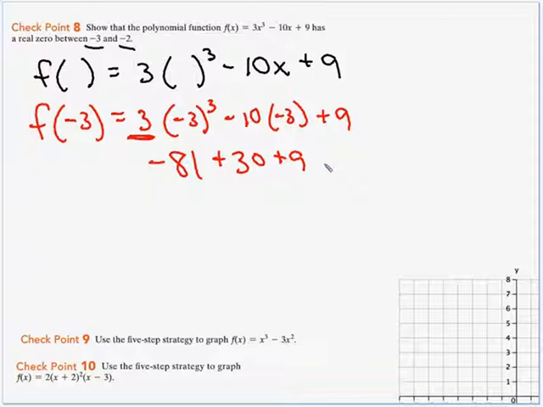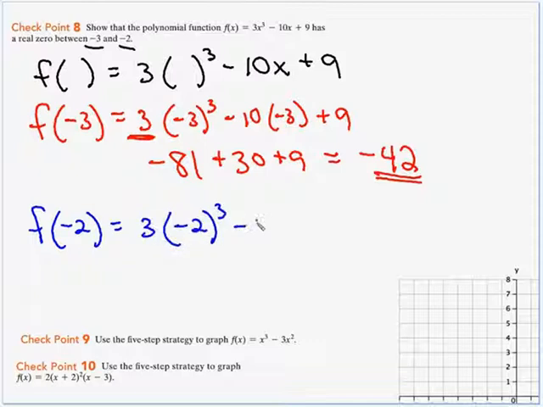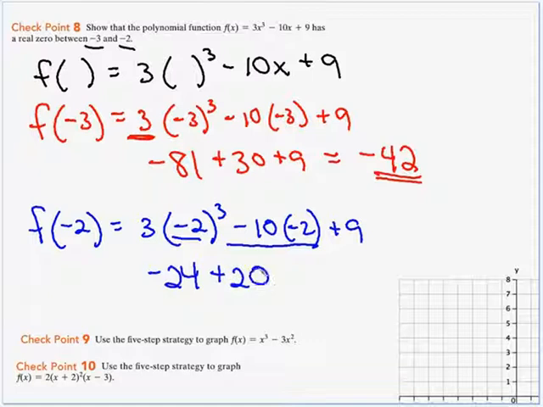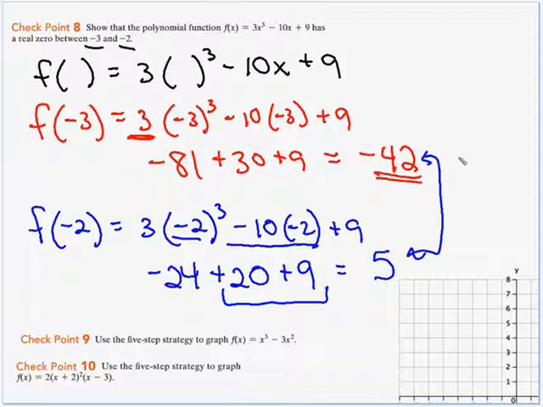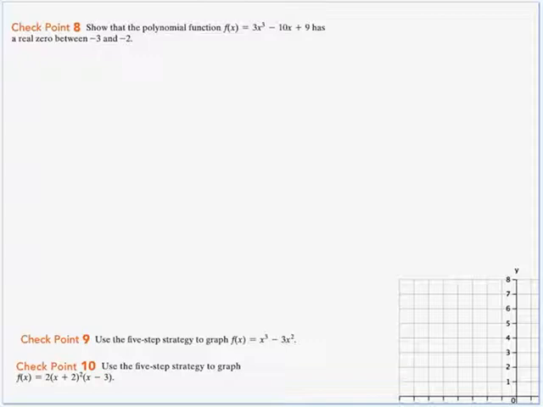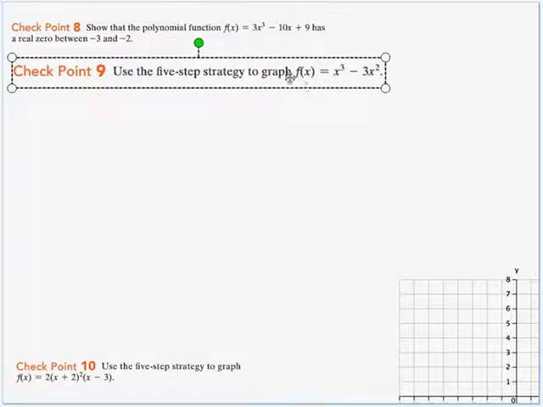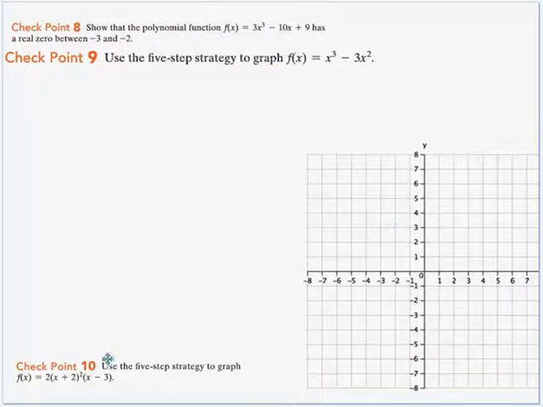And if we add those all up, what do we get? -42. Again, note that it is negative. F of -2 is going to be 3 times -2 cubed minus 10 times -2 plus 9. See, our -2 cubed is -8 times 3 is -24. If we multiply the -2 and -10, we get plus 20 and then plus 9. So these add up to 29 minus 24 is +5. Because there is a sign change from negative to positive, by the IVT, the intermediate value theorem, there has to be a 0 between -3 and -2. Didn't tell us how to find it, but we know it's there somewhere. All right. Use the 5-step strategy to graph this one.